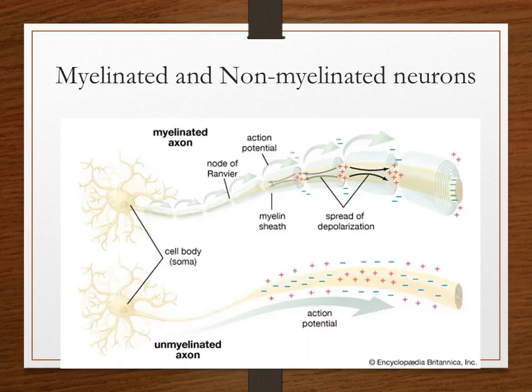So here we can see myelinated and non-myelinated neurons. In the case of myelinated neurons, the transmission of impulse is very much faster. There is a jumping of ions from one node to the other node. Whereas in the case of unmyelinated or non-myelinated neurons, the transmission of impulse is comparatively slow. And the details of the action potential can be dealt with in a further video.